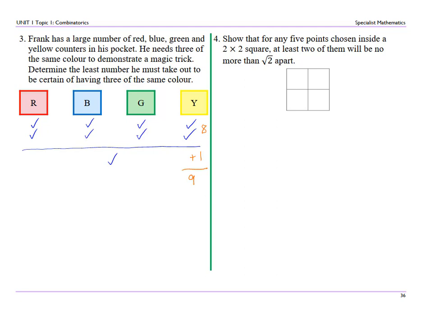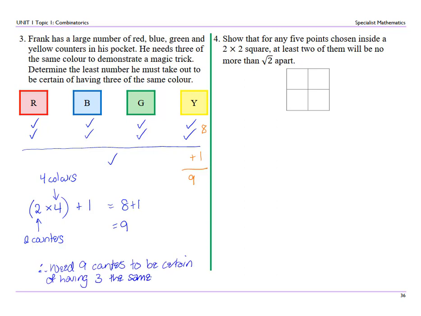Thinking about that mathematically, you have 2 counters times 4 colours, plus that 1 extra. 8 plus 1, which is 9. Therefore, need 9 counters to be certain of having 3 the same.